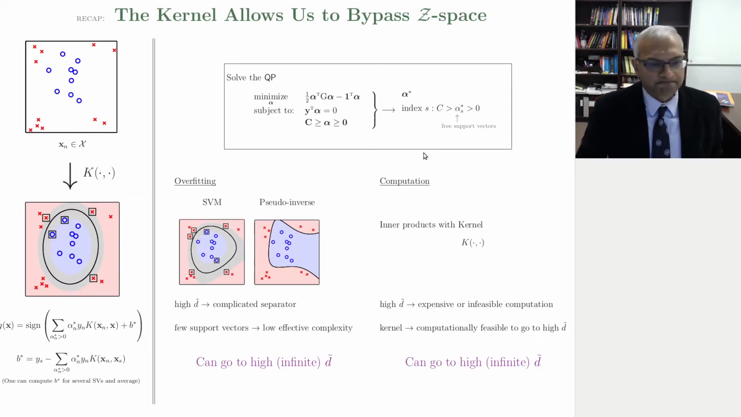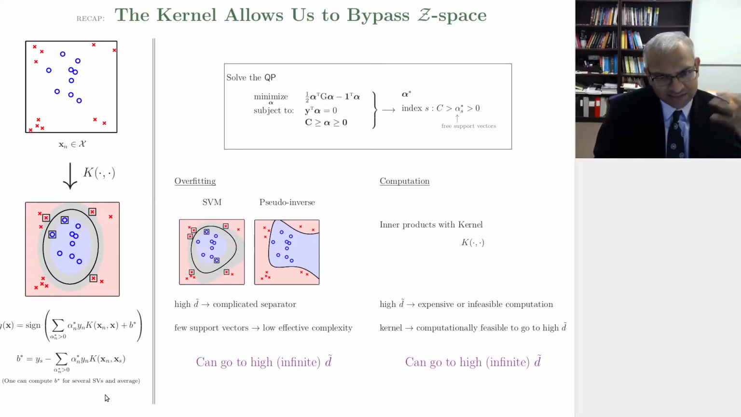Now, as I mentioned, this dual version of the problem allows us to formulate the entire algorithm, including the final hypothesis as shown on the bottom left, entirely using inner products. And that allowed us to say, well, what if I could compute the inner product in my feature transform space without actually going there? The object that does that inner product computation is what we call a kernel.